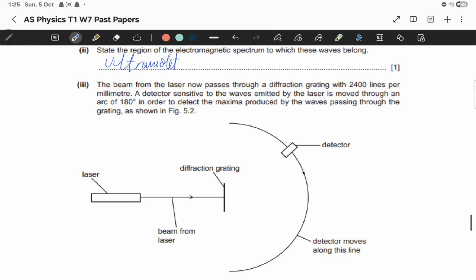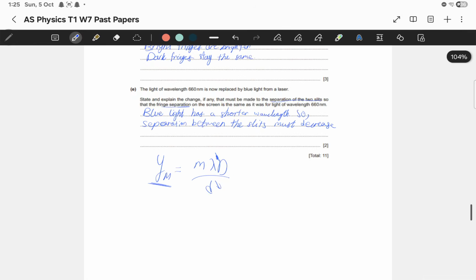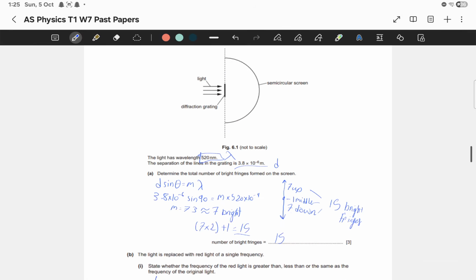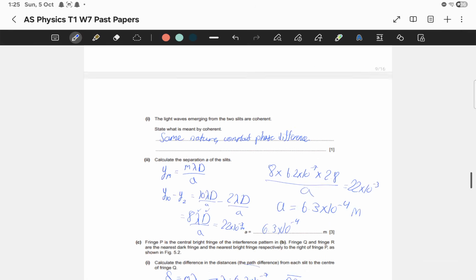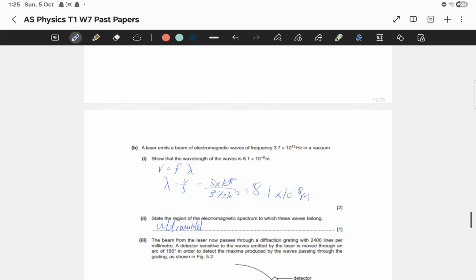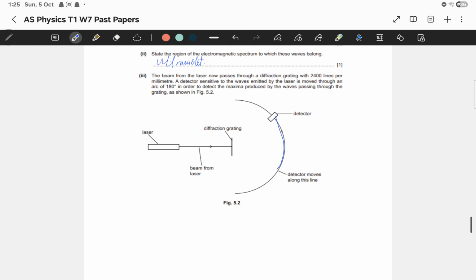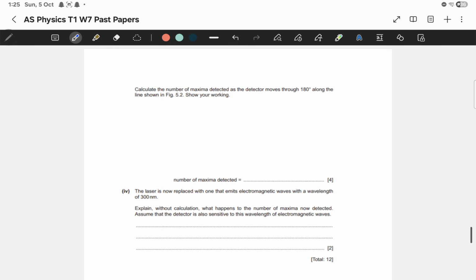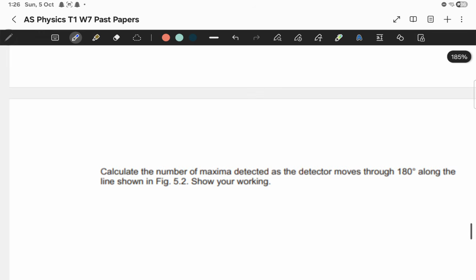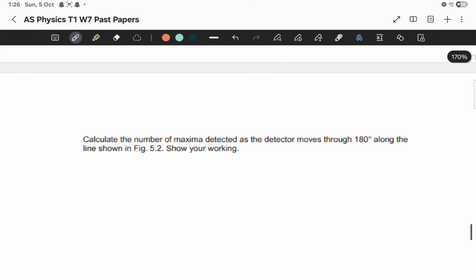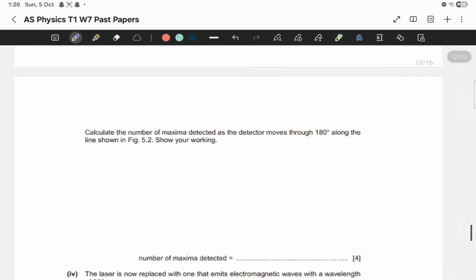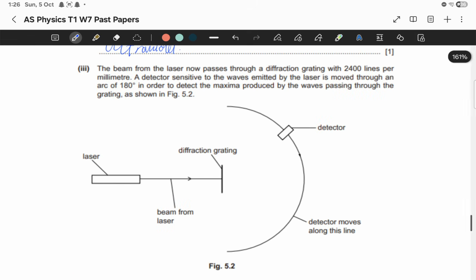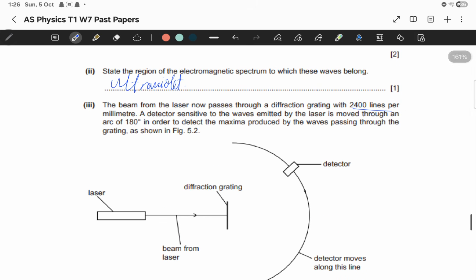This is the same concept as this part. They're basically telling you that this detector moves 180 degrees across this path, and this detector detects the light. Now they want you to find the number of maxima that the detector will detect. So we have the diffraction grating with 2400 lines per millimeter.